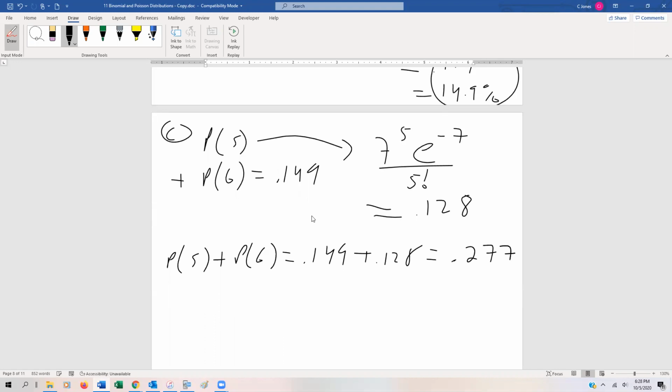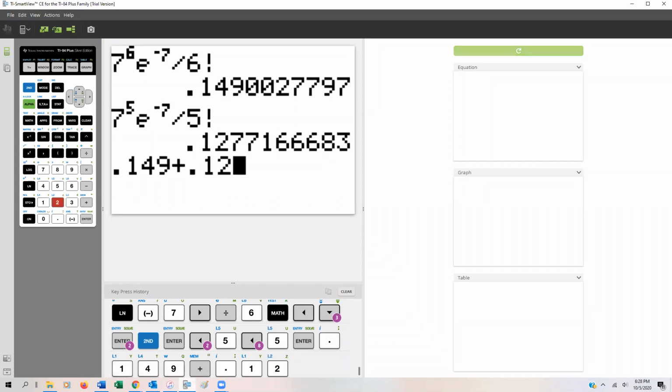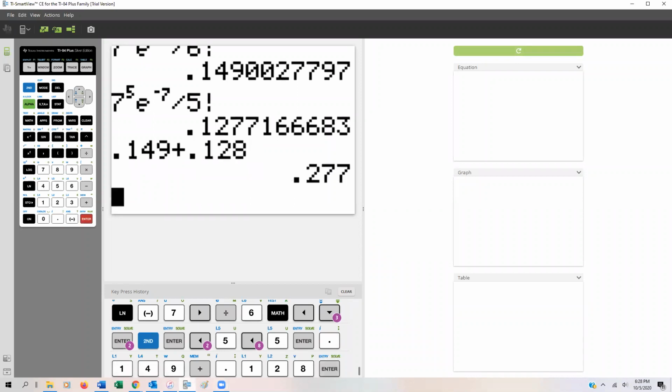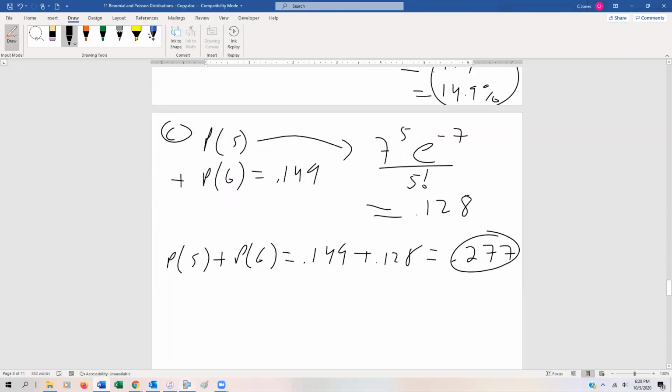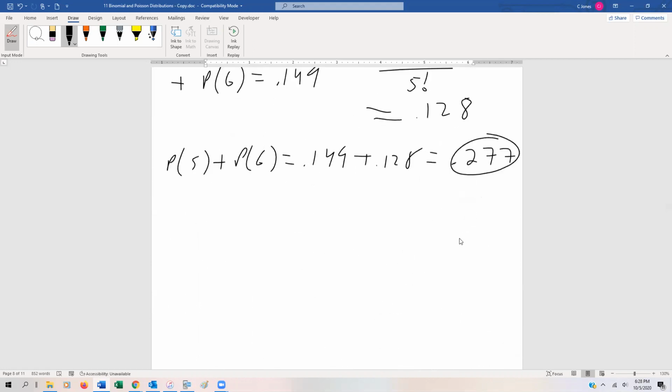0.277, I think. But of course, we want to go back to the ultimate authority, and 0.277 or 27.7%. Right. So a really easy problem. All right. Hopefully that makes sense to you all.